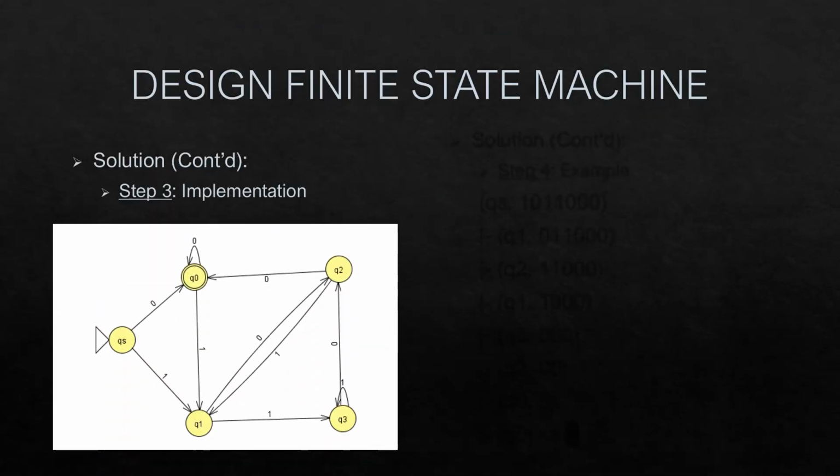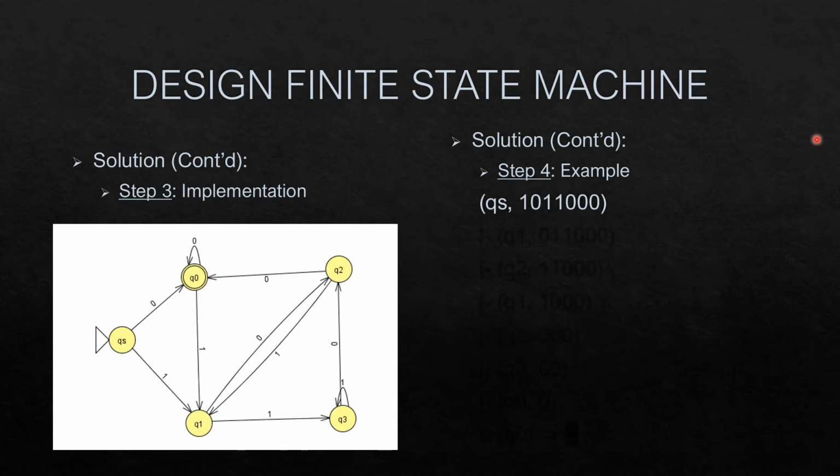Let's see the implementation's third part, that is the transition diagram. So we have QS state, Q0, Q1, Q2 and Q3, wherein QS is our start state and Q0 is our final state. So as you can see, this is a much cleaner transition diagram as compared to the decimal number system, because here we are dealing with only two numbers, that is 0 and 1.